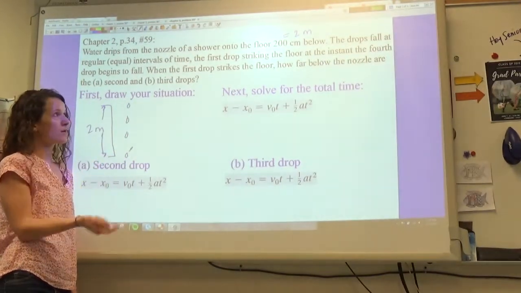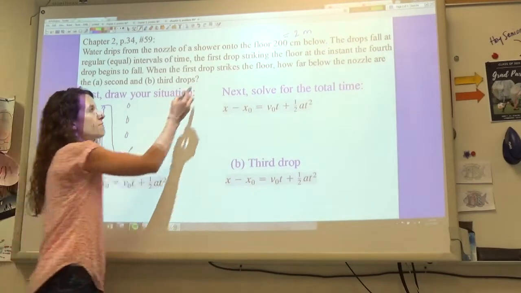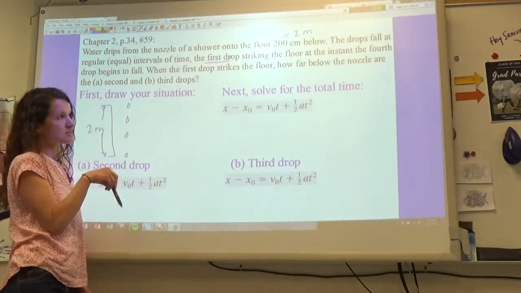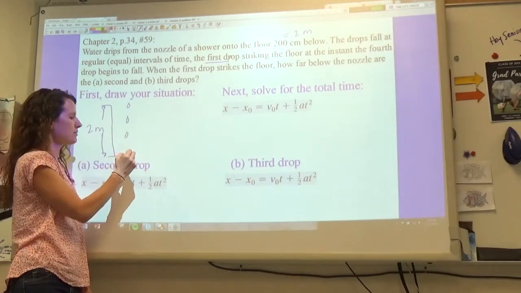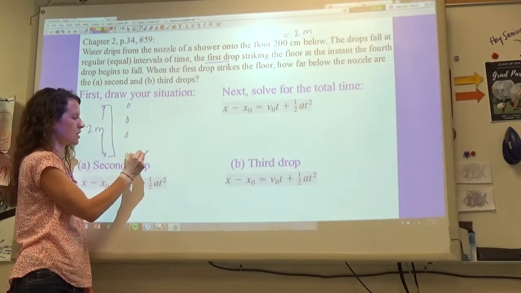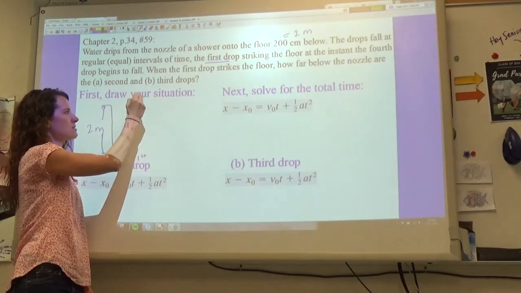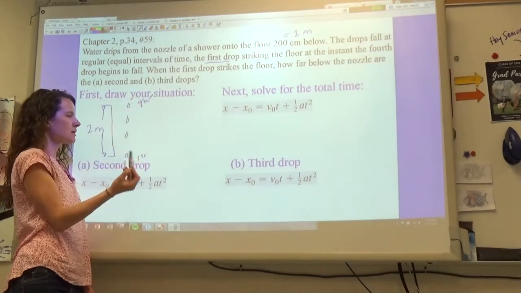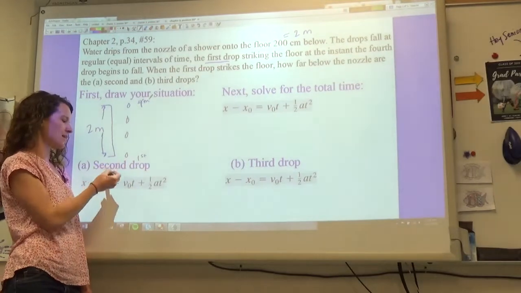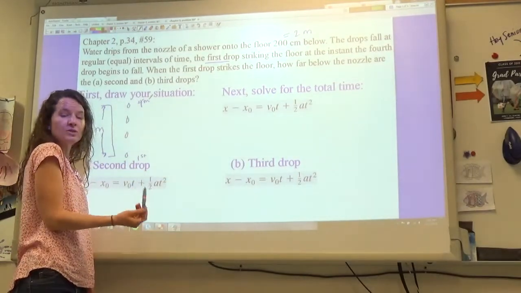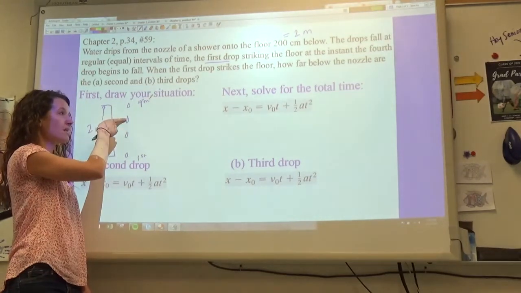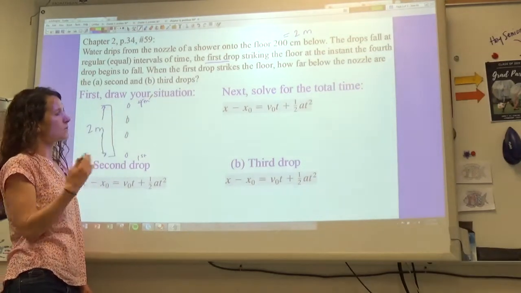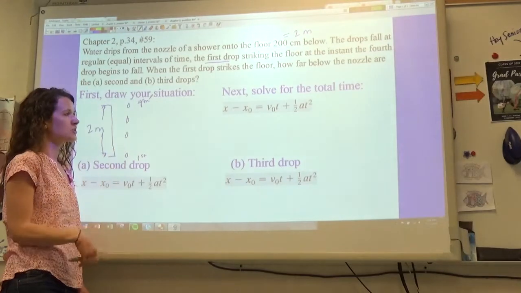Now, it's important, however, to recognize that it tells us the first drop strikes the floor at the instant that the fourth drop begins to fall. So that means that this one right here is the first drop, and this one right here is the fourth drop. Now that is mainly important because we are going to be solving for the second drop and the third drop, and if you don't know which one is the second and the third, then that makes it difficult. So this one, of course, would be the second, that one would be the third. And we want to know how far below the nozzle each of those are.